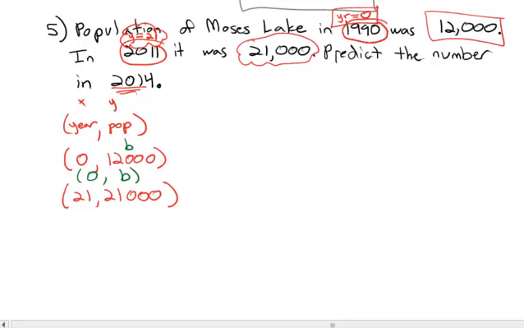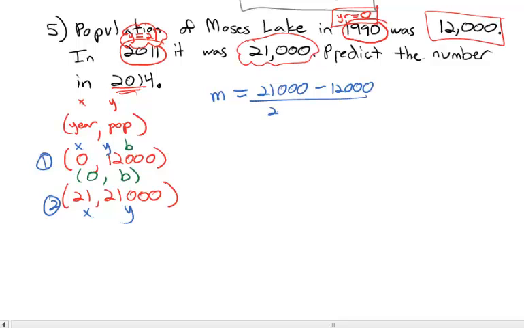We just need to find the y-intercept. Well, I'm sorry, we just need to find the slope. We have the y-intercept. The slope is y2 minus y1. So we've got an xy and xy. First point, second point. y2 is 21,000 minus y1 is 12,000, over x2, which is 21, minus x1, which is 0. That's going to give us 9,000 over 21. That's going to reduce. They're both divisible by 3. 3,000 over 7, and that's about it. I'm pretty sure we can't divide 3,000 by 7.